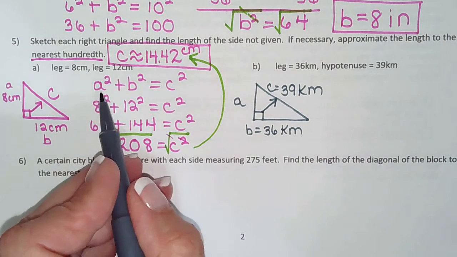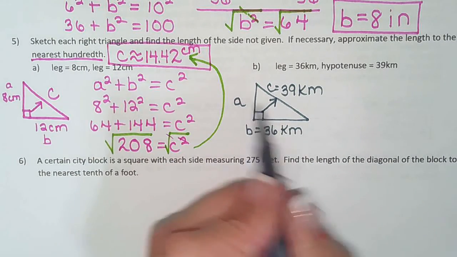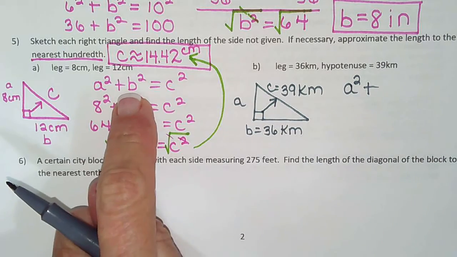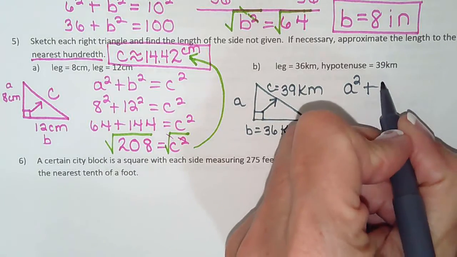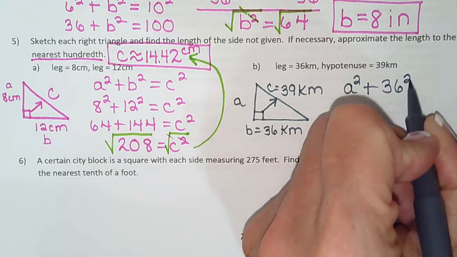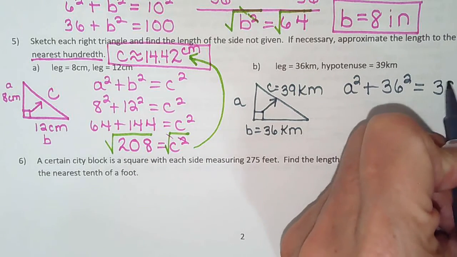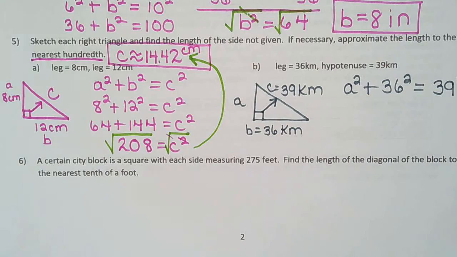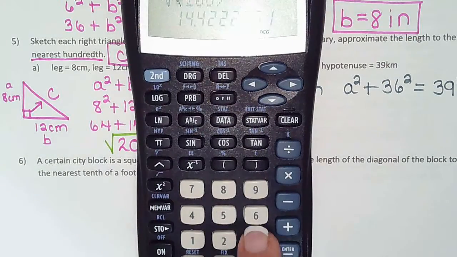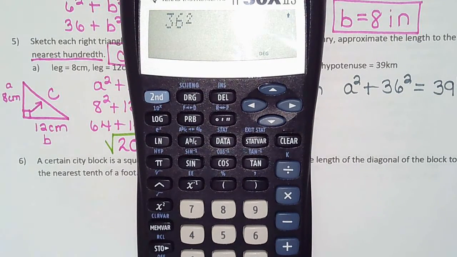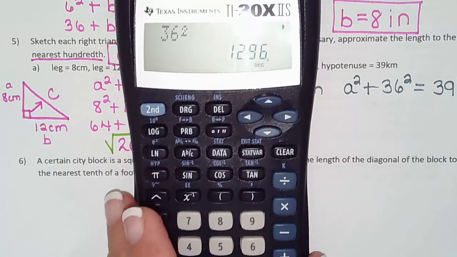So now plugging into Pythagorean, A squared is going to stay A squared plus B squared is going to be 36 squared equals C squared, which is 39 squared. So 36, hit the squared button, is 1296.